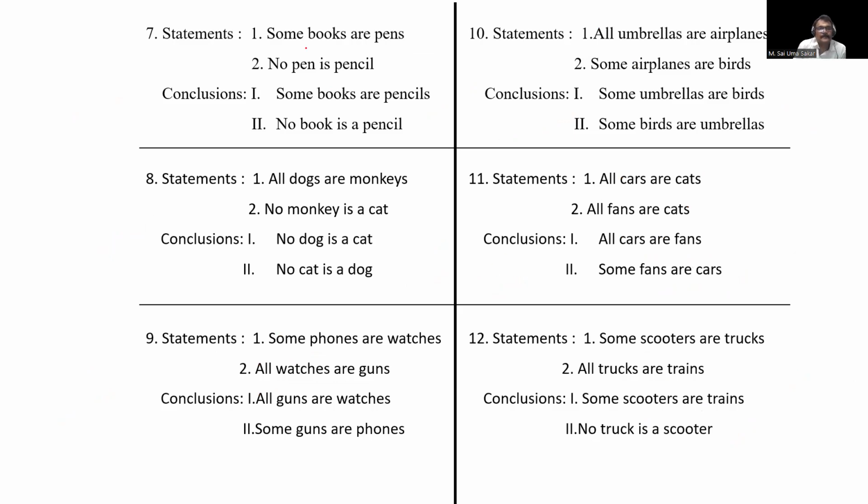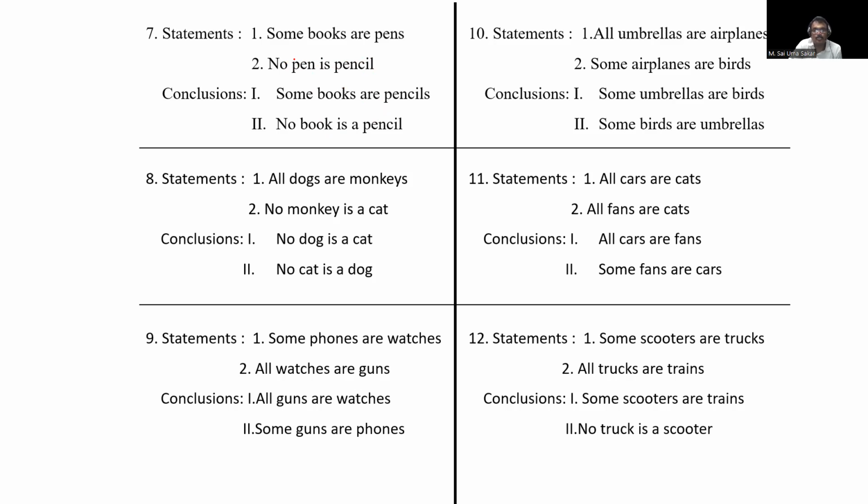Next one. Some books are pens. Some pens are books. No. No pen is pencil. And no pencil is pen. No. Some pens are not pencils. No. Some pencils are not pens. Is not there. So there is no immediate inference.